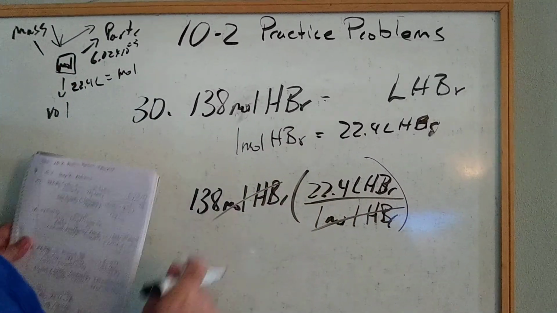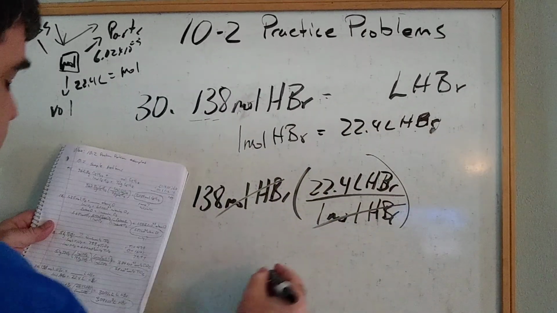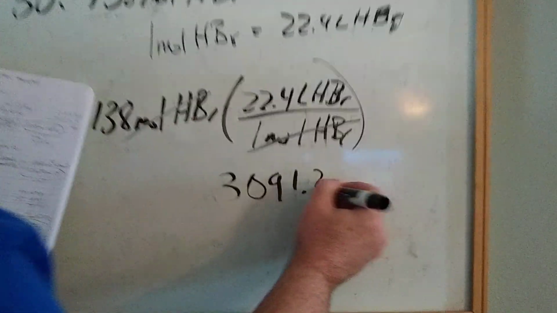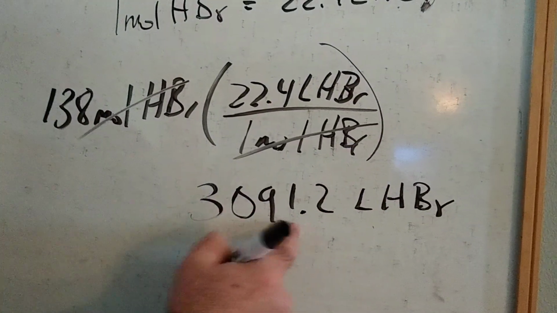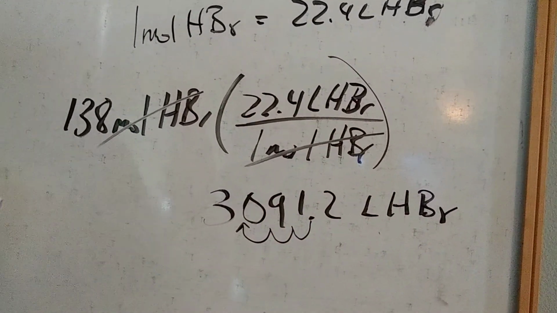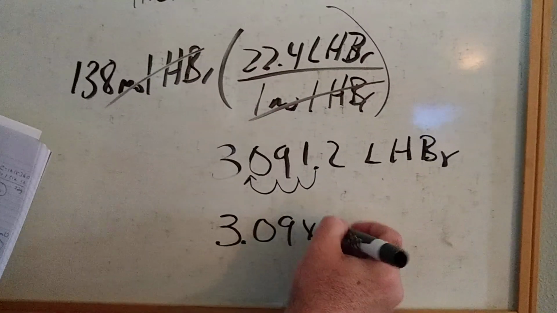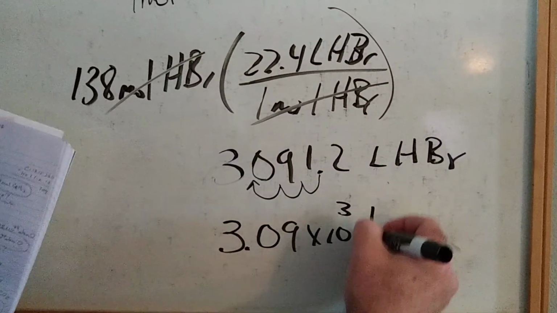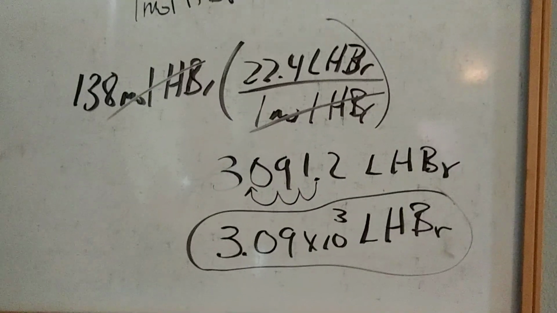Moles cancel out. I look at my problem. I got 3 sig figs. My answer can have 3 sig figs. So you come out with 3,091.2 liters of HBr. But again, 1, 2, 3, 4, that's 5 sig figs. It can only have 3. So we got to remember to hop backwards, do the whole little bunny hop thing again. 3.09 times 10 to the, what, 1, 2, 3, third liters HBr. And there you go.